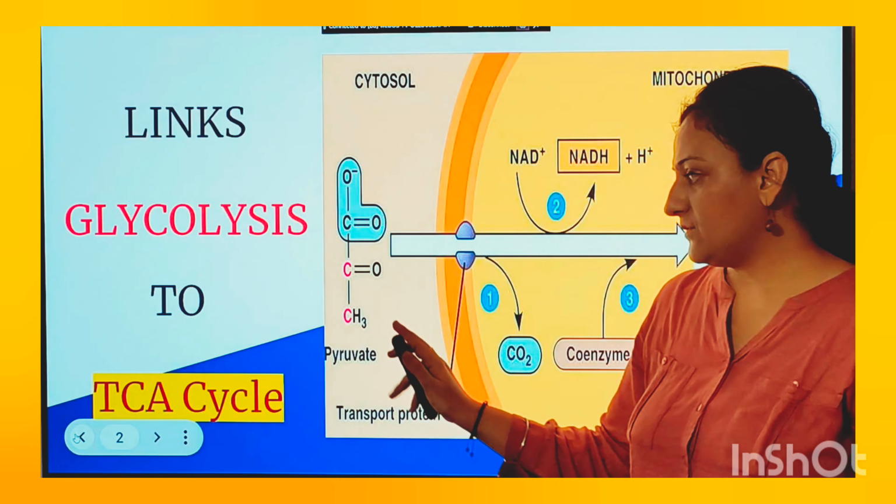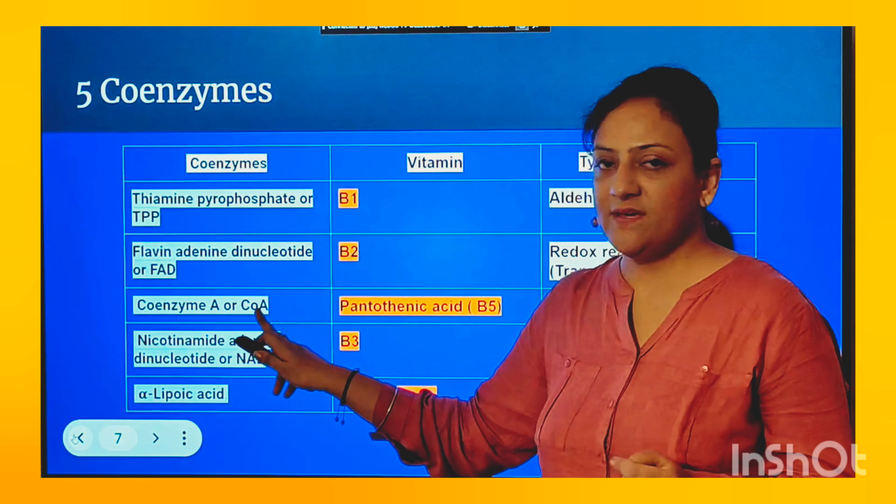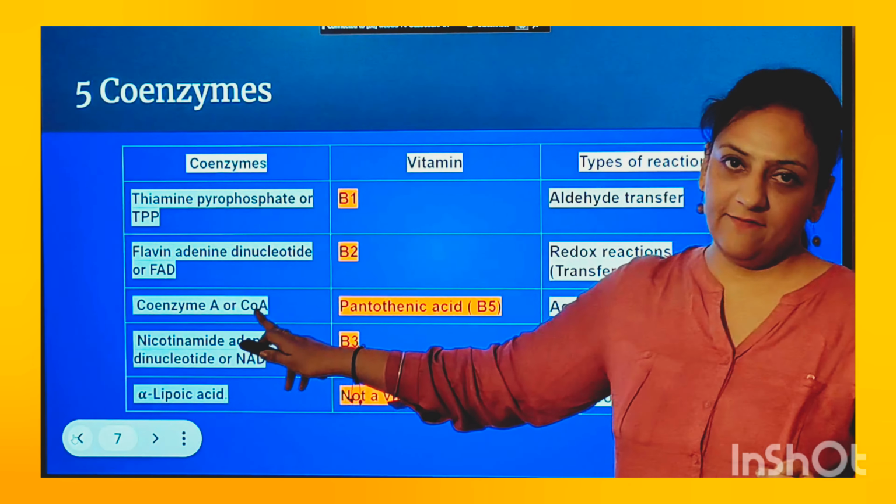These are the 5 coenzymes, and the vitamins they are derived from. Thiamine pyrophosphate is a derivative of vitamin B1, flavin adenine dinucleotide or FAD is a derivative of B2, which is riboflavin. Coenzyme A or CoA is a derivative of pantothenic acid, which is also represented as B5. And nicotinamide adenine dinucleotide or NAD is a derivative of vitamin B3, also known as niacin. And alpha lipoic acid is not a derivative of a vitamin, but it's a coenzyme of dihydrolipoyl transacetylase.